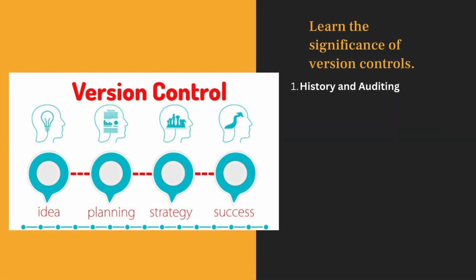History and auditing. Version control systems maintain a detailed history of changes made to the code or files. This historical record is invaluable for auditing purposes, allowing developers and project managers to track who made a change, when it was made, and what specific changes were implemented.